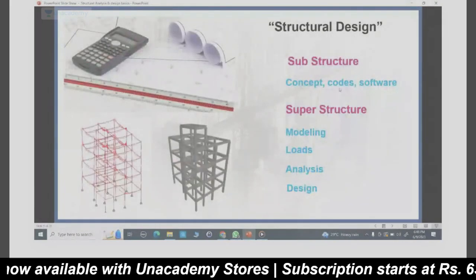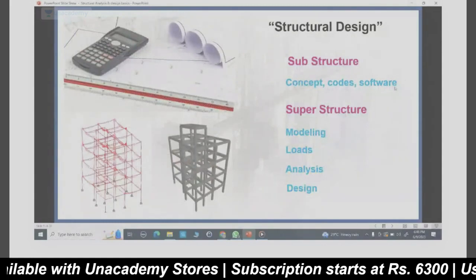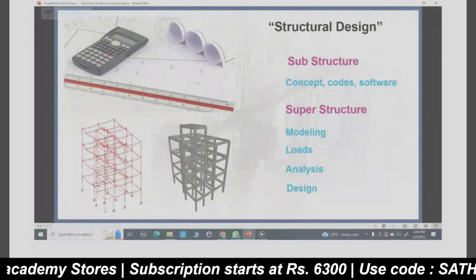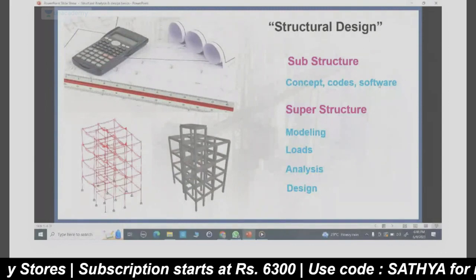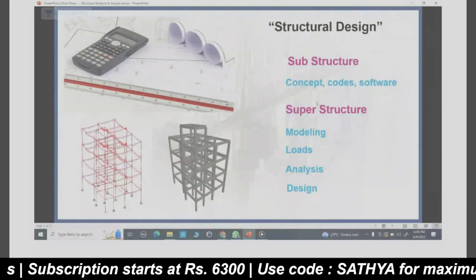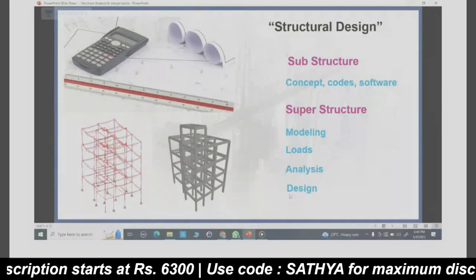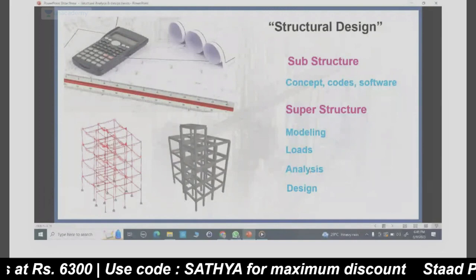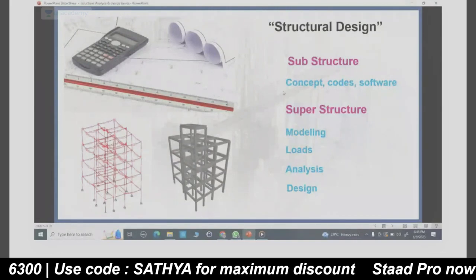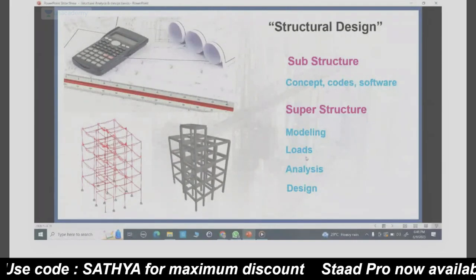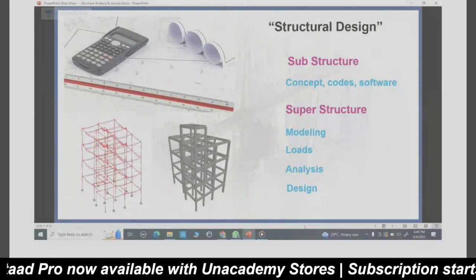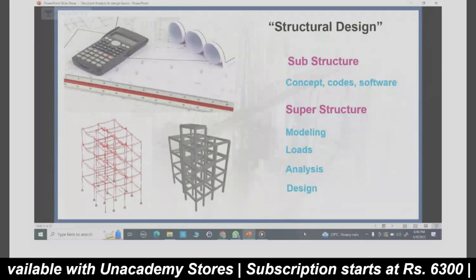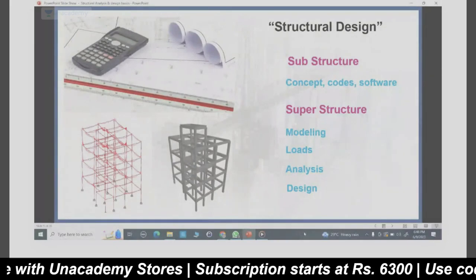So before getting into detailed information about these seven things, we have seven concepts here. One is concept, code, software. These three are substructure, and under superstructure we have four concepts: modeling, loads, analysis and design. So before getting into these seven concepts, let me explain to you what is superstructure and what is substructure. So this is very important.